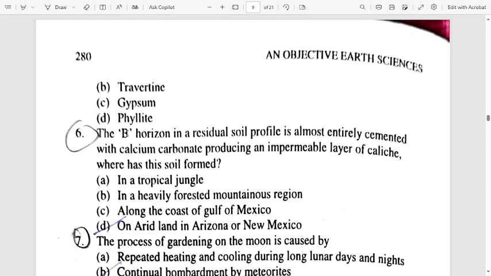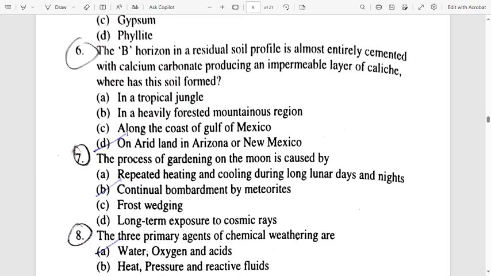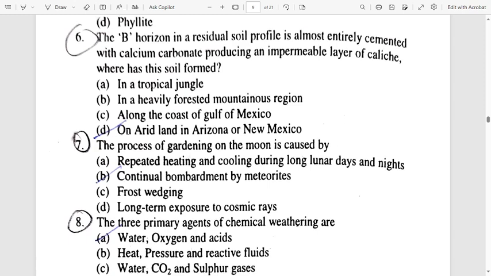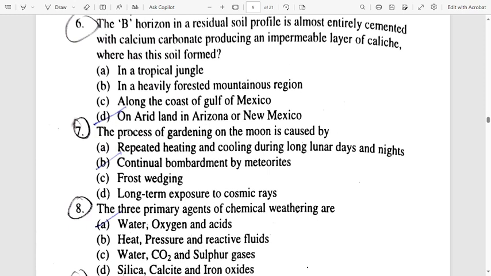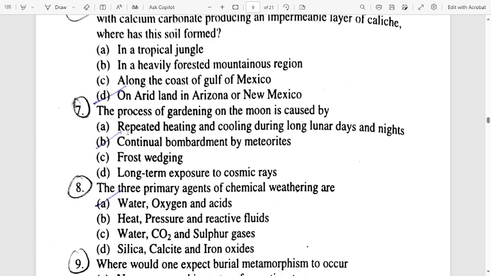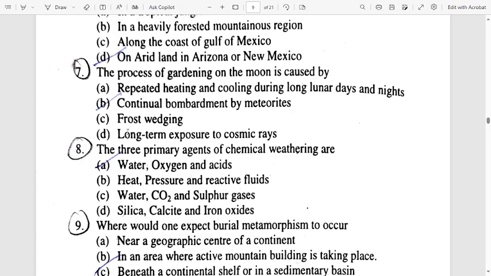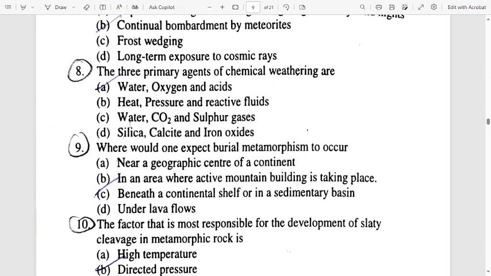The B horizon in a residual soil profile is almost entirely cemented with calcium carbonate, producing an impermeable layer of caliche. Where has this soil formed? On arid land in Arizona or New Mexico. The process of gardening on the moon is caused by continual bombardment by meteorites. The three primary agents of chemical weathering are water, oxygen, and acids.